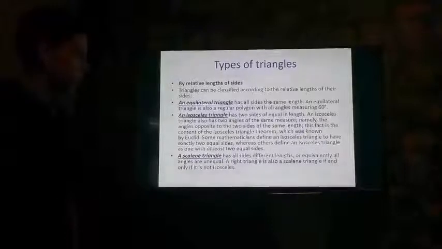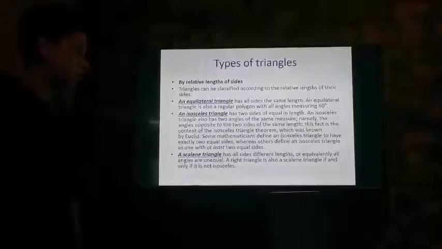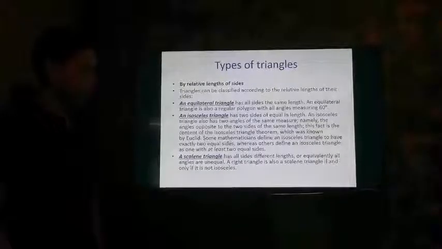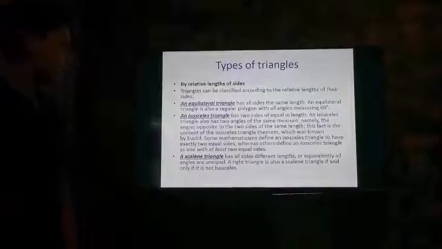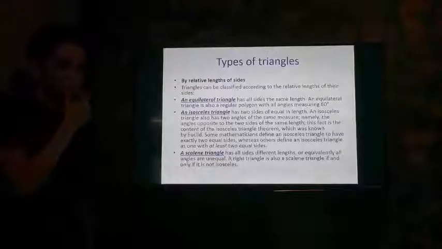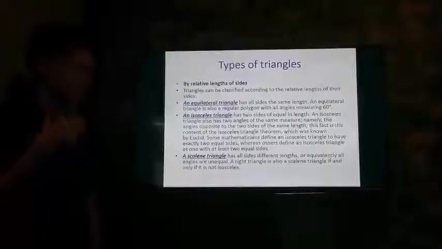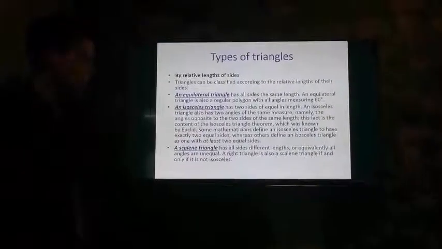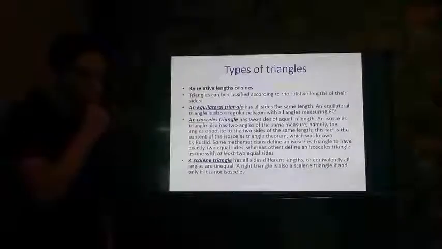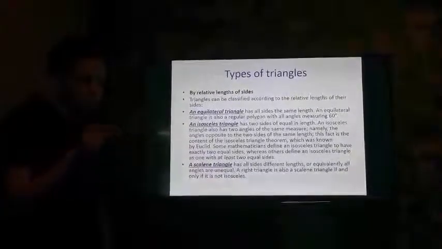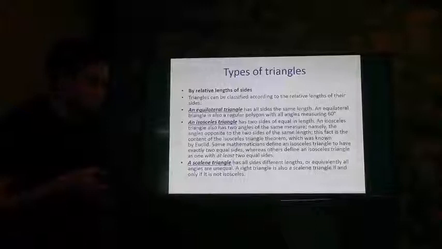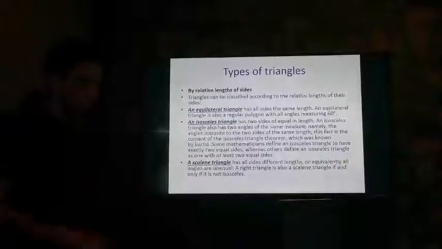Some mathematicians define an isosceles triangle to have exactly two equal sides, whereas others define an isosceles triangle as one with at least two equal sides. And the last one in this slide, a scalene triangle, has all sides different, so all angles are unequal too. A right triangle is also a scalene triangle if the other two angles are not 45-45, so they should be different to be a scalene triangle.